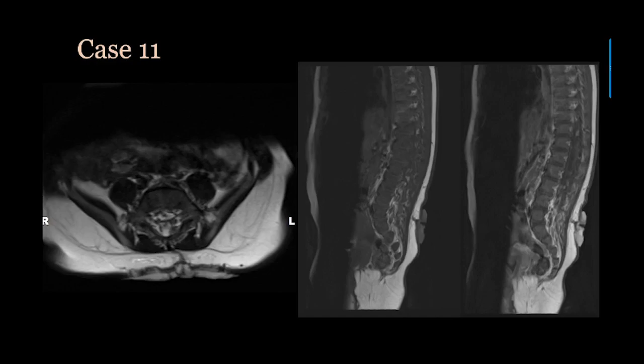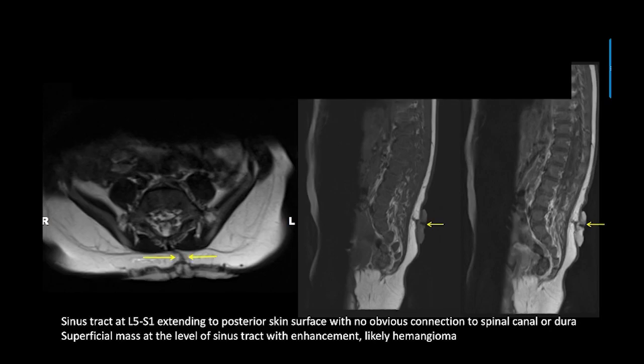Case number 11. I'll give you a few seconds. As you notice in this case, we have a sinus tract at the L5-S1 level, which extends to the posterior skin surface with no obvious connection to the spinal canal or to the dura. Over the top of that sinus tract, on the skin surface, there is a superficial mass at that level, which shows enhancement on the post-contrast sagittal image, which you see on the right-hand side of the slide. And that mass is likely a hemangioma.